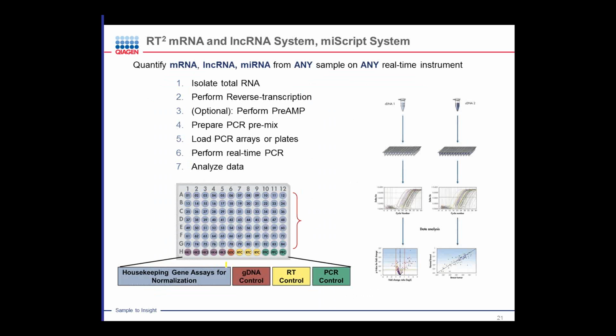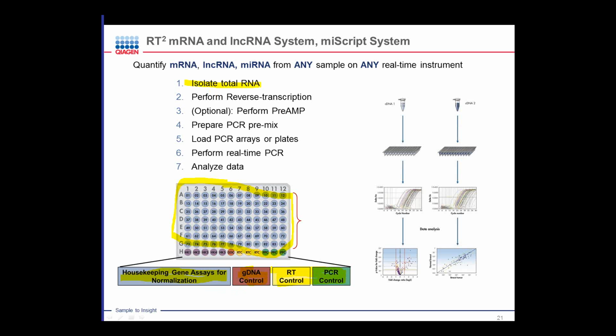So the way the system works, if you look down here, you can see a 96-well array. Wells 81 to 84 are specific assays for specific transcripts. We typically have housekeeping sequences added on an array for normalization. On an mRNA array, these would be mRNAs. On a microRNA array, these would be short non-coding RNAs. There are controls for genomic DNA contamination and for the enzymatic reactions that are used in the procedure.